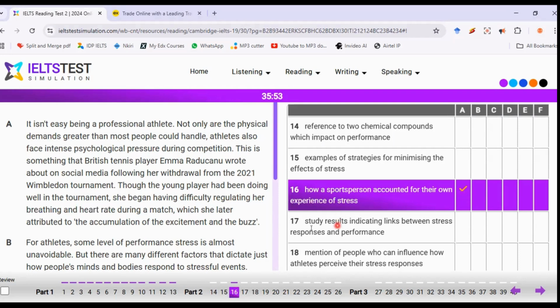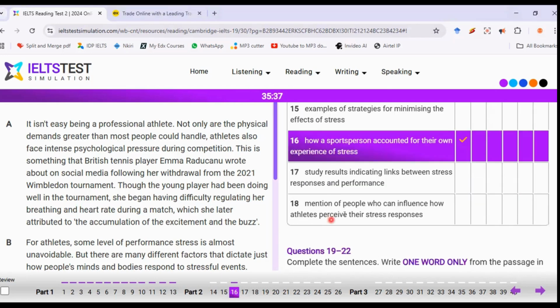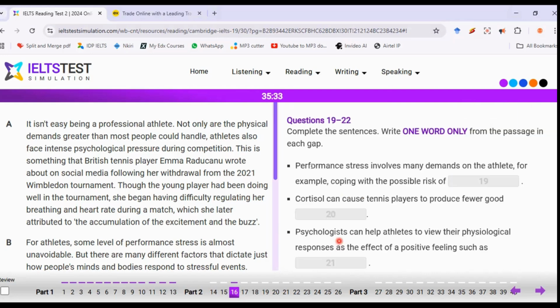Number 17, the result of a study. Okay, no, I don't think that can be matched to paragraph A. Number 18, mention of people who can influence how athletes perceive their stress. No, it's not in paragraph A. 19 to 22, can I answer anything here?